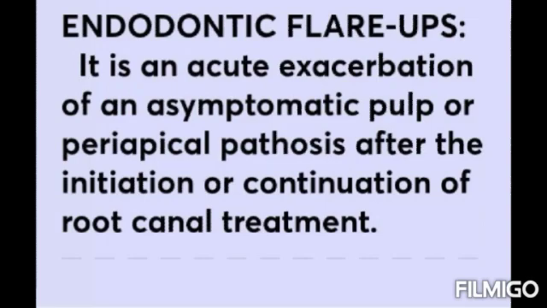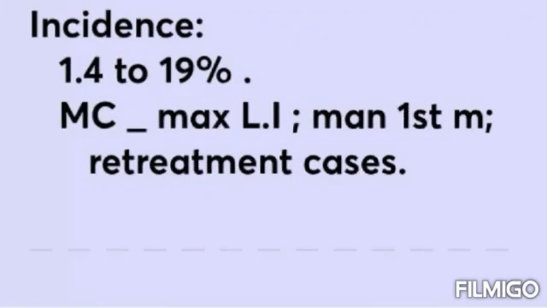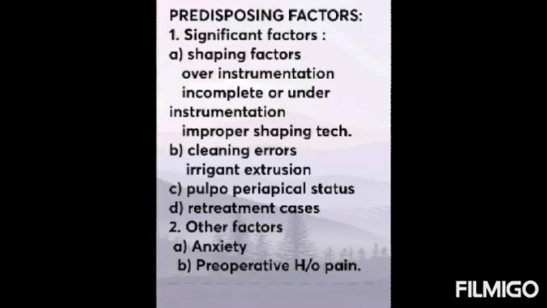Endodontic flare-ups. It is an acute exacerbation of an asymptomatic pulp or periapical pathosis after the initiation or continuation of the root canal treatment. Normally the tooth is asymptomatic, but once we initiate the root canal treatment, it produces some pain. This is an endodontic flare-up. The incidence is 1.4 to 19% in inter-appointment flare-ups. Most commonly affected teeth are the maxillary lateral incisor and mandibular first molar, retreatment cases, and young females under 20 years.